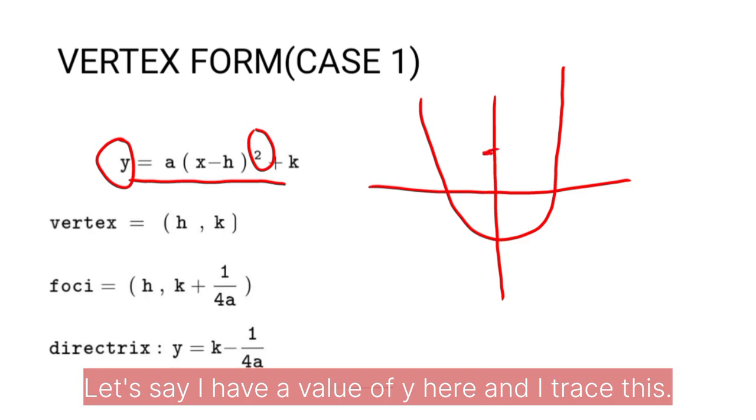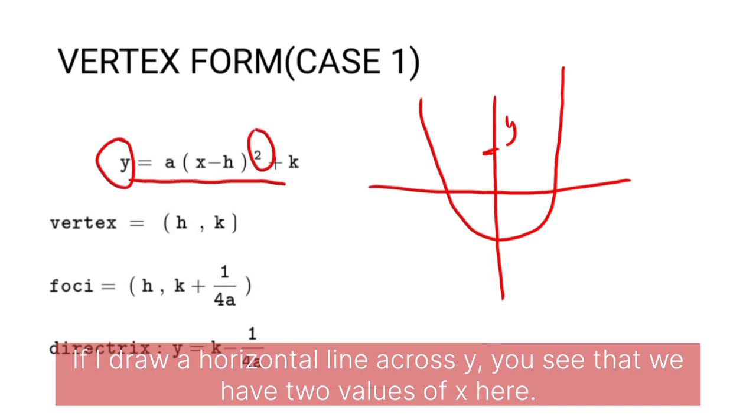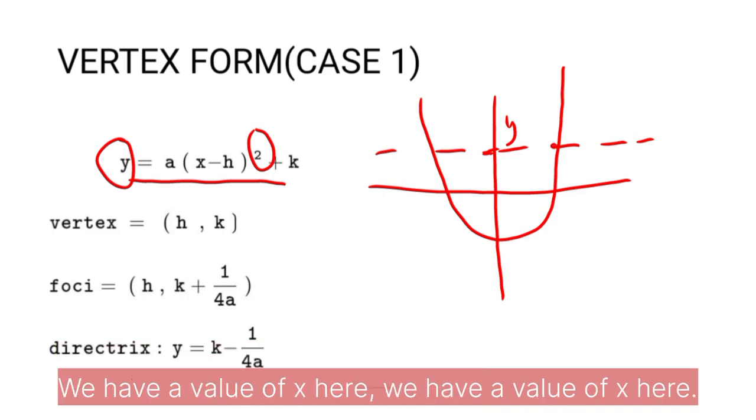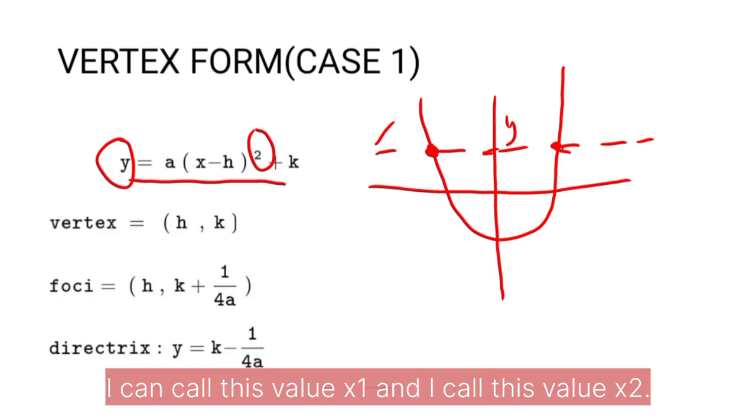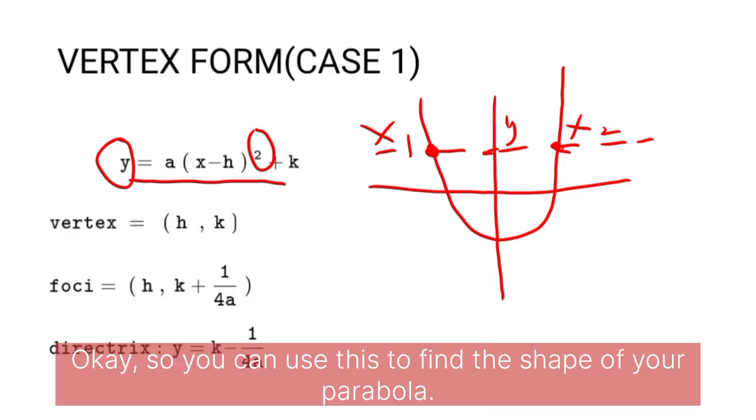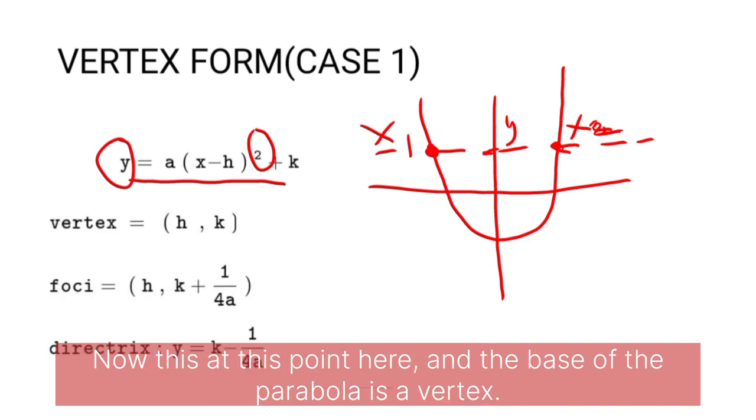Let's say I have a value of y here and I trace this. If I draw a horizontal line across y, you see that we have two values of x here. We have a value of x here, we have a value of x here. I can call this value x1 and this value x2. Okay, so you can use this to find the shape of your parabola.